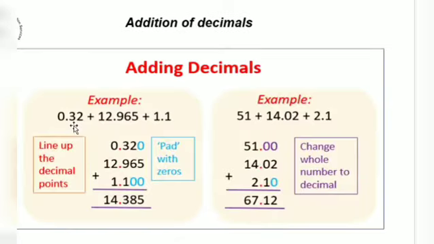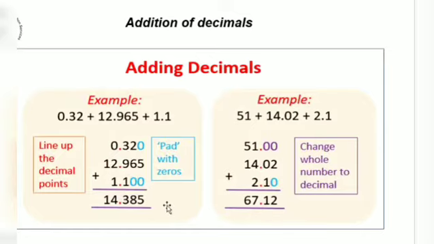Now we have 0.32 plus 12.965 plus 1.1. Now what is the difference here? Yes, all the numbers are different. One number has 1 digit before the decimal point, another has 2 digits, then 1 digit. See how we will add these numbers. First, you need to line up the decimal points. Write all the decimal points one below the other. Now write the numbers 0.32, 12.965, 1.1.